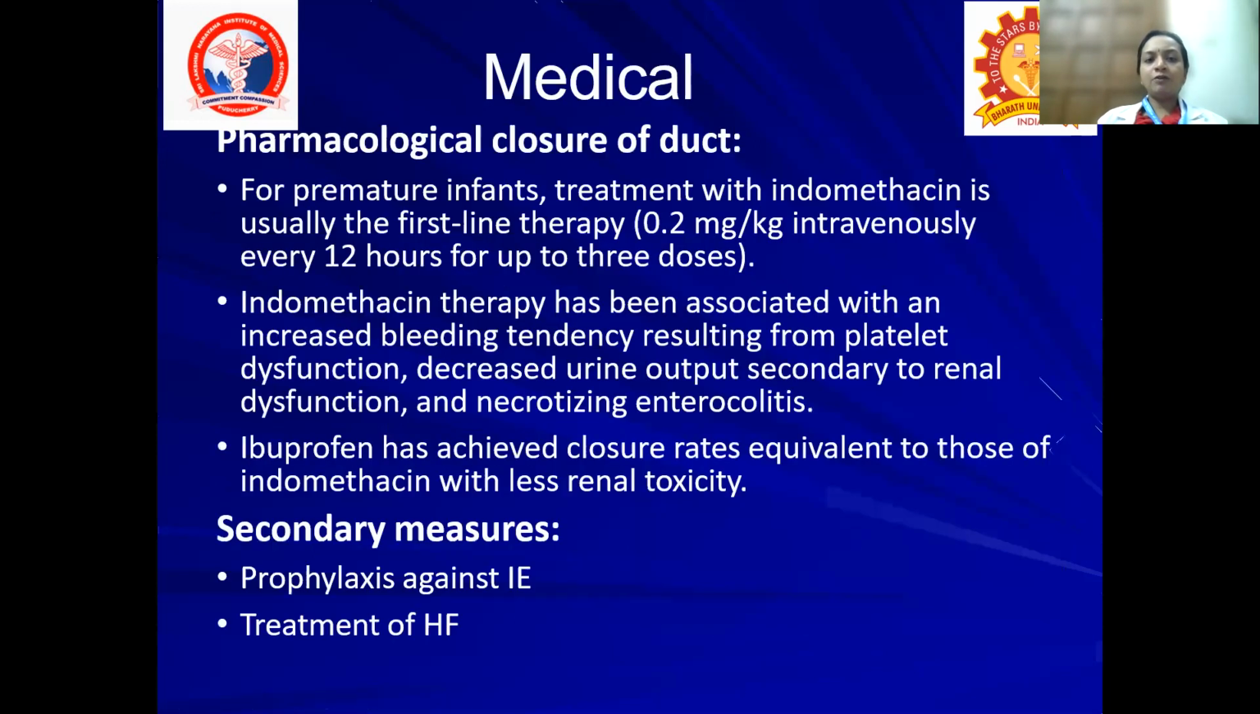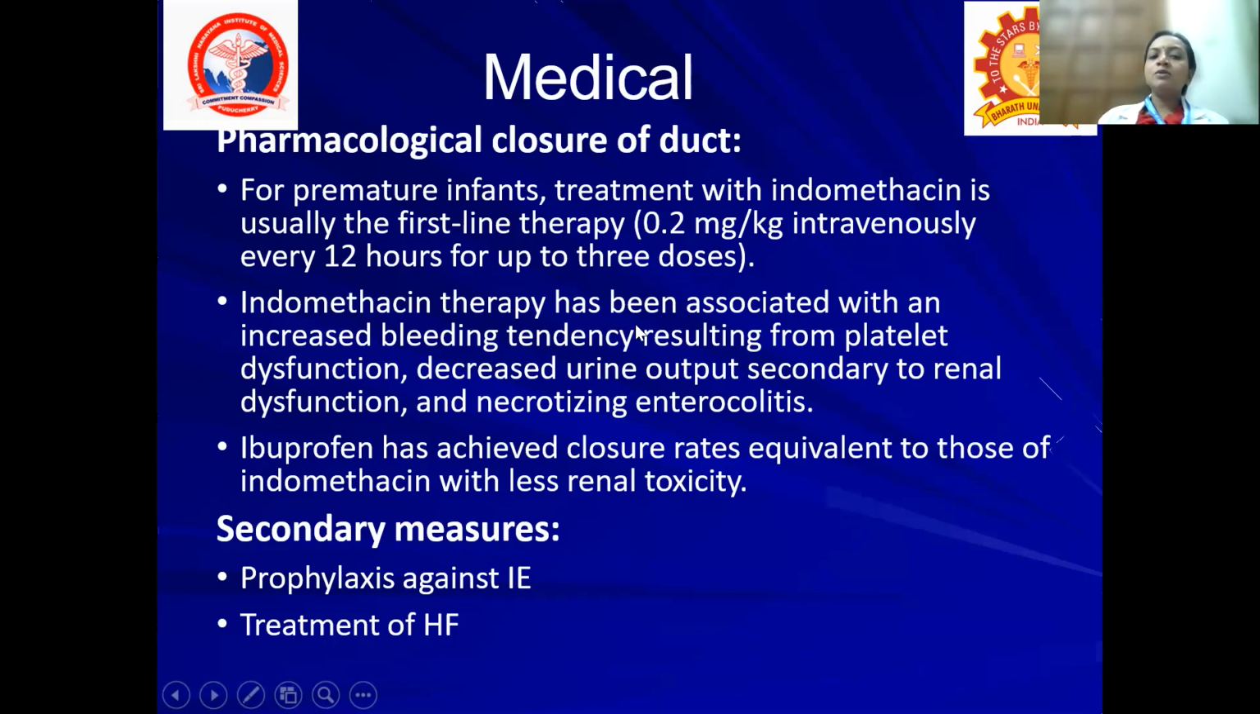What would be the management? How do you manage such conditions? Pharmacological closure of the duct is indicated, especially for preterm infants. Indomethacin or ibuprofen is the first line therapy. The dose is around 0.2 milligrams per kg per dose stat, intravenously. After 12 hours, you repeat a further 2 doses at around 0.1 milligrams per kg per dose, 12 hours apart. A total of 3 doses is given.